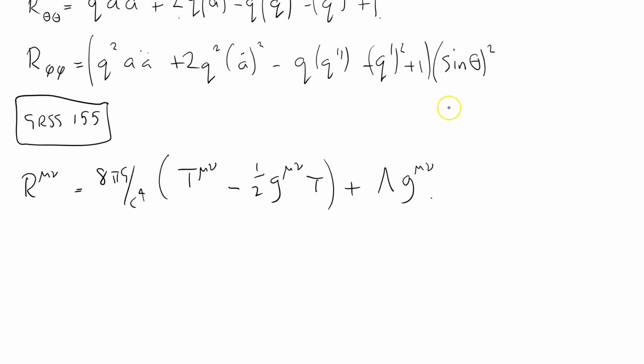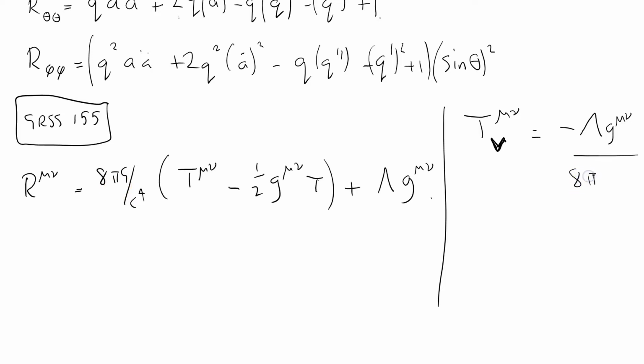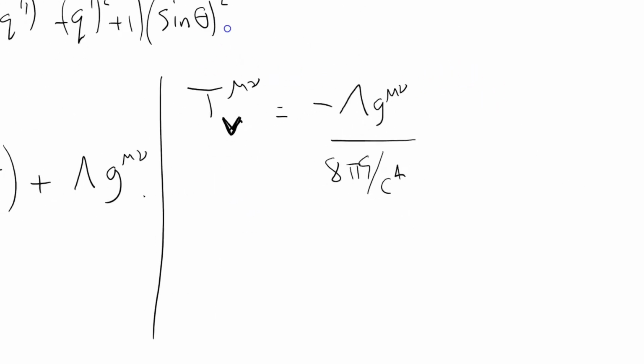So I'm going to do that by defining a function, a stress energy tensor, T mu nu, with V for vacuum. That's going to be equal to minus the cosmological constant times g mu nu over this factor here, 8 pi G upon c to the power 4. The reason I'm doing that is that I want to be able to bring this thing inside that bracket there. So that's why I'm doing this.